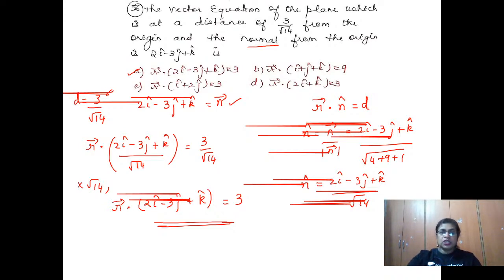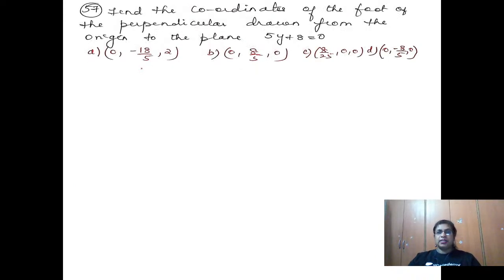Yes, we move on to the next question, question number 57. This particular question is from 3-dimensional geometry, so it is a 3D chapter question. Now find the coordinates of the foot of the perpendicular drawn from the origin to the plane. So suppose this is a point, the origin.